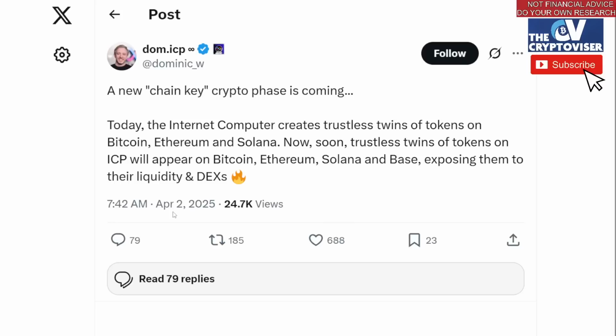tweets. And another tweet he put out is, a new chain key crypto phase is coming. Today, the Internet Computer creates trustless twins of tokens on Bitcoin, Ethereum, and Solana. Now, soon, trustless twins of tokens on ICP will appear on Bitcoin, Ethereum, Solana, and Base, exposing them to their liquidity indexes.